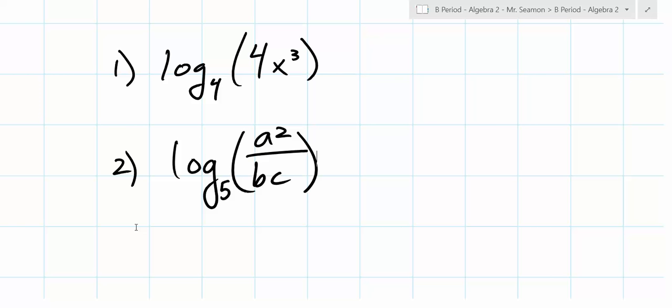X times X minus what? X times X times X. X cubed is x times x times x. Correct. And then 1 plus 1 plus 1.